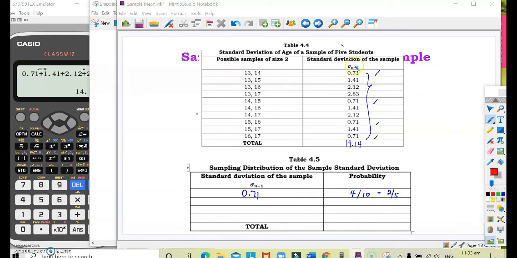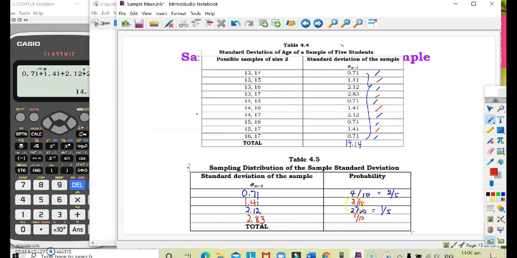Next, let's go to the next item. I'll use another color, this time red. 1.41. How many samples have a standard deviation of 1.41? 1, 2, and 3. There are 3. So that's 3 out of 10. Next, how many have a standard deviation of 2.12? That's 1, 2 only. 2 out of 10, or 1/5. And last, there's only one 2.83, and that would be 1 out of 10.